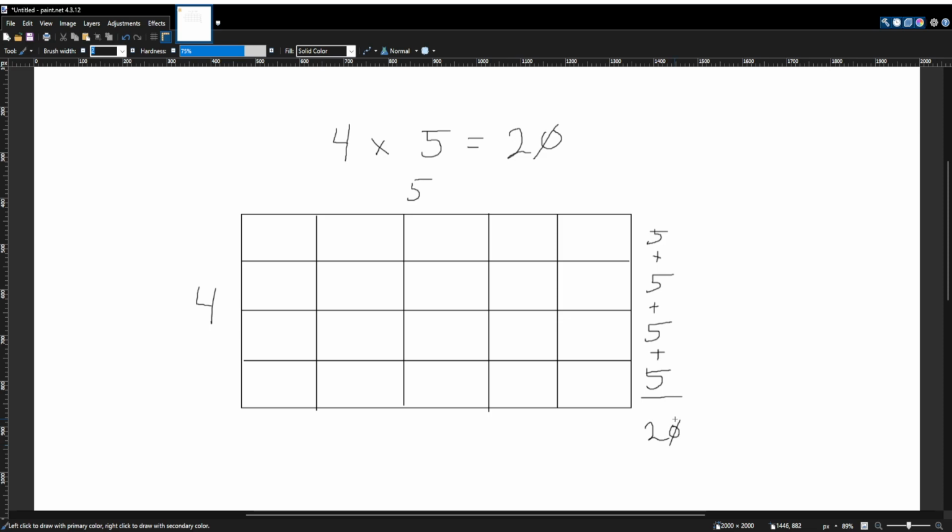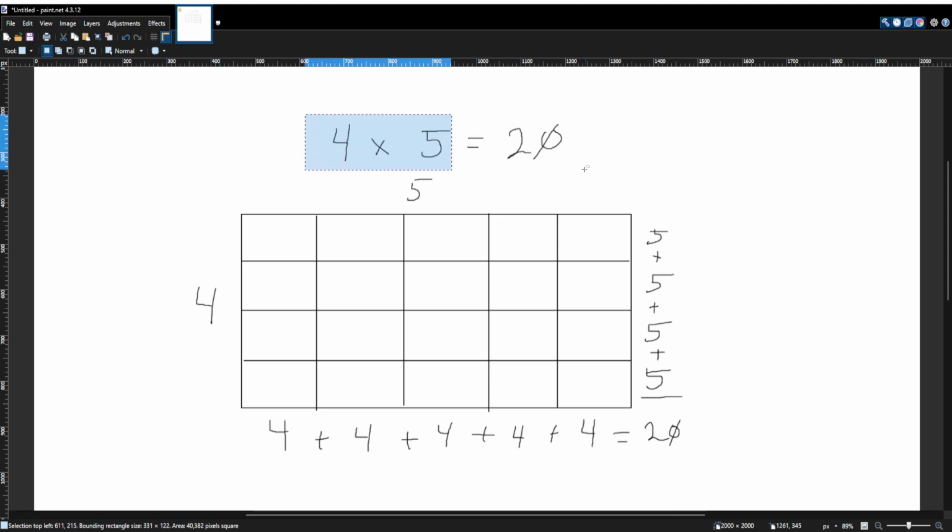But then I can think of this in a different way. Instead of counting across the rows, I can count across the columns. In this column I have 4. In this column I have 4. In this column I have 4. In the fourth column I have 4. And in the fifth column I have 4. So 4 plus 4 plus 4 plus 4 plus 4 is also equal to 20. So there are two ways to think about 4 times 5 equaling 20.